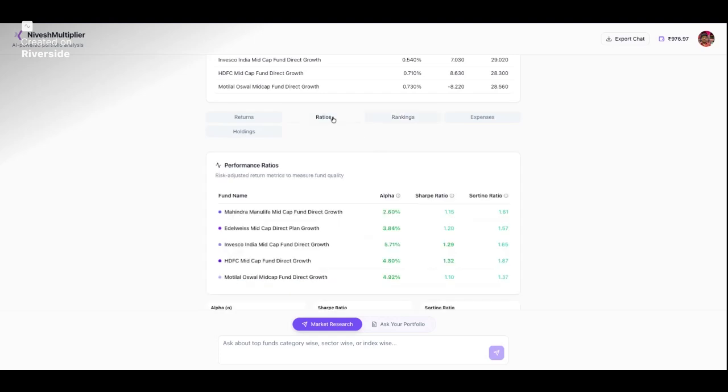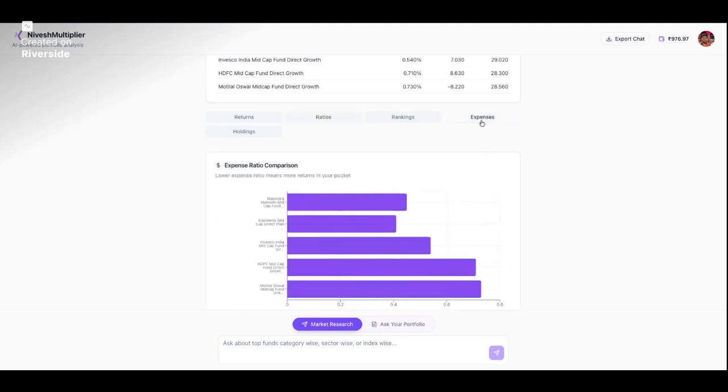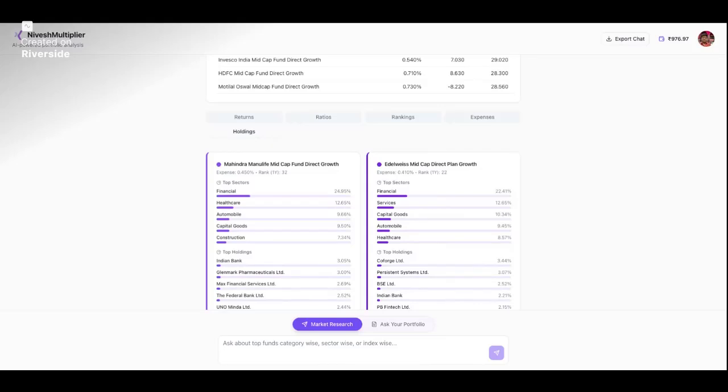And when I went to the ratios also, I could see, okay, Edelweiss's and Invesco and these funds are really generating alpha. And then I could see what is the expense ratio. I need to know how much I'm paying. So again, it is all visualized, so it helps us in a lot of ways. Then I could see the holding wise breakdown, like which funds put money into which company.